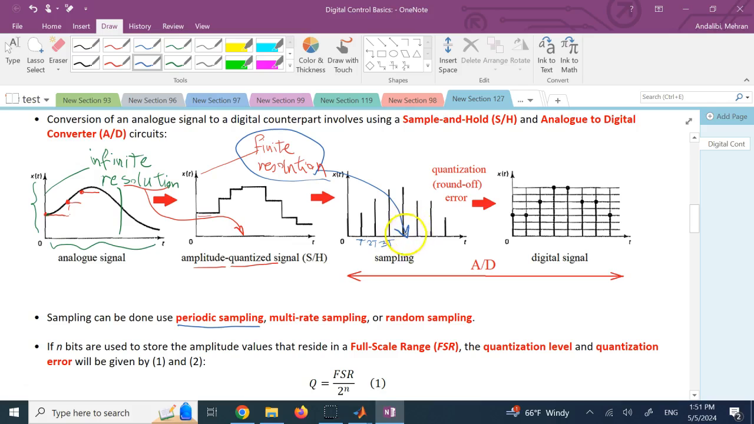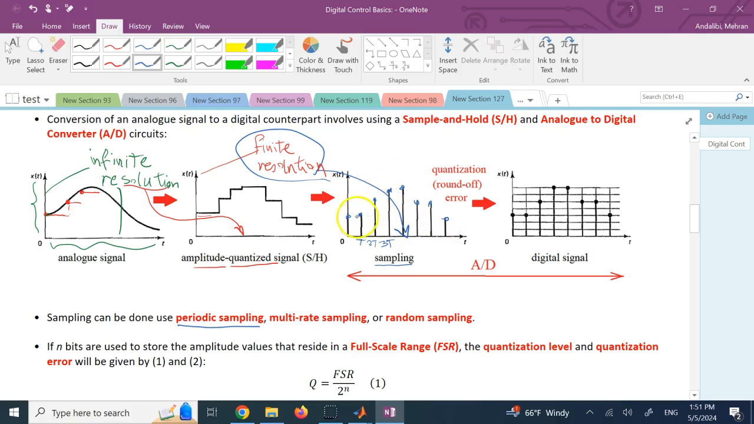And now this is the part that we call sampling. So now your continuous time signal is converted to a discrete time signal. Yes. And now what? Now the next step is how many levels do you have here? You see here I have a value here, a value here, a value here, right? I have all these different values.